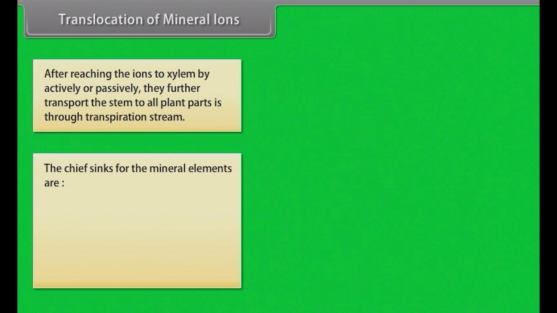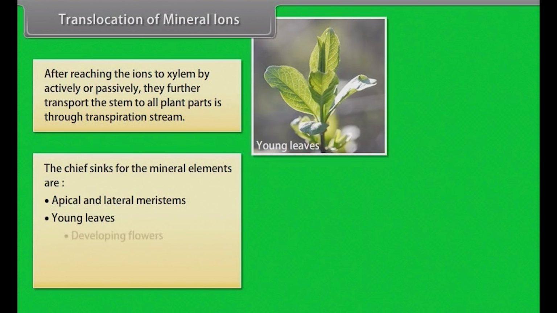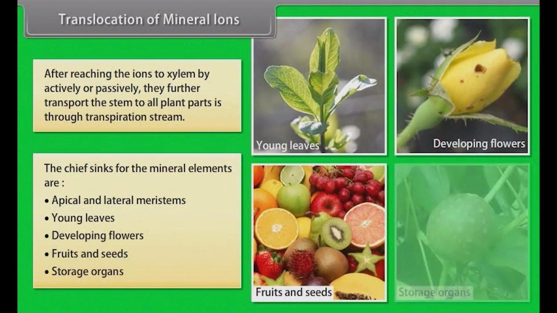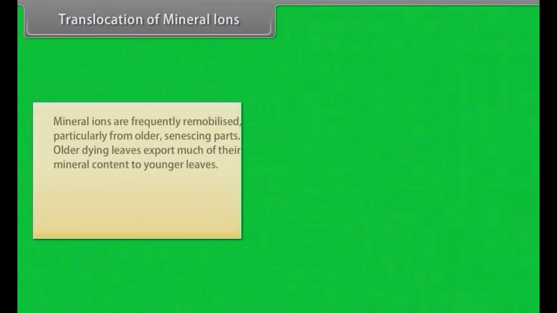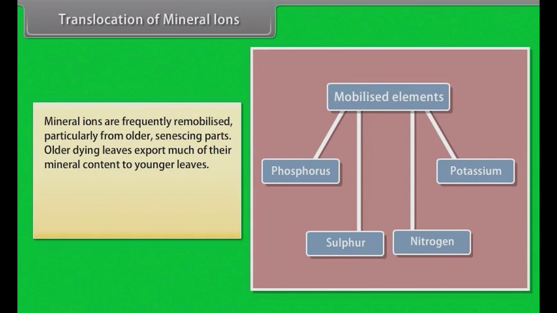The chief sinks for the mineral elements are the growing regions of the plant, such as the apical and lateral meristems, young leaves, developing flowers, fruits and seeds, and the storage organs. Mineral ions are frequently remobilized, particularly from older, senescing parts. Older dying leaves export much of their mineral content to younger leaves. Similarly, before leaf fall in deciduous plants, minerals are removed to other parts.